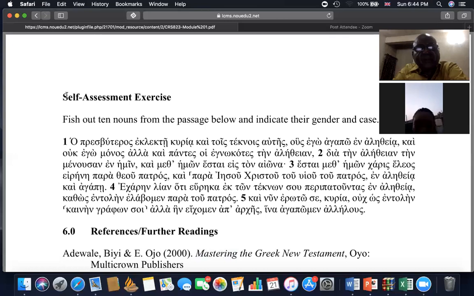The next one will be from number 2, which has the same aletheia. This aletheia is now accusative and singular. I am not expecting you to repeat any noun. There's another one I choose, which is meta. Meta is a preposition. It's not a noun.